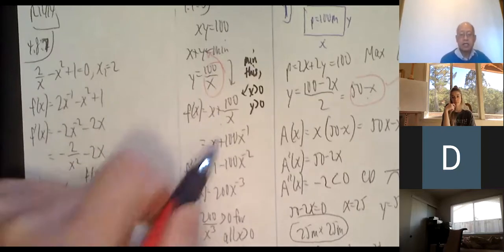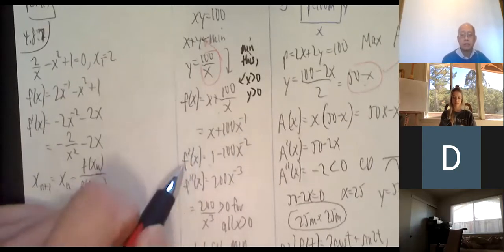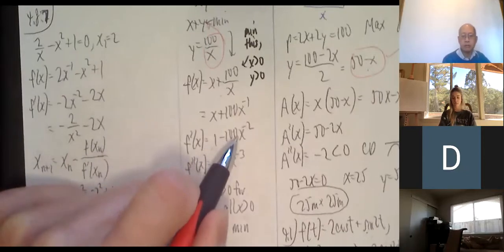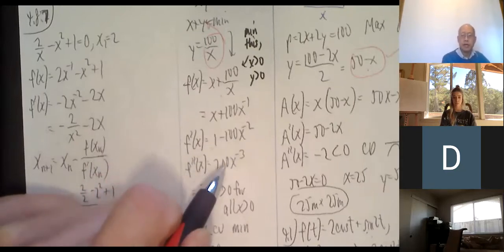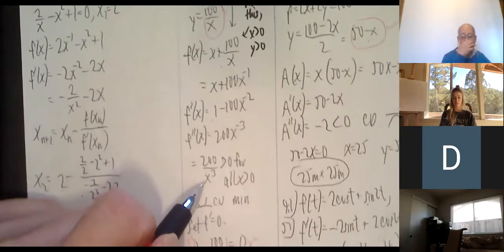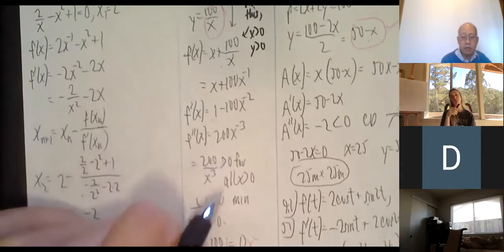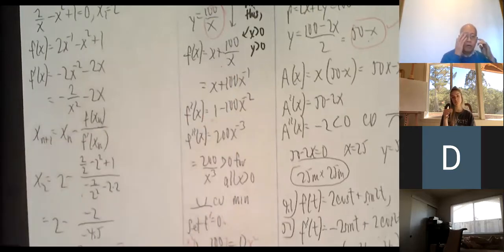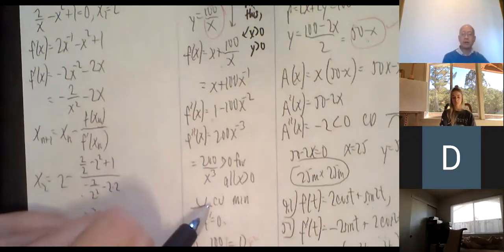So x plus 100, x to the minus 1. So f prime, 1 minus 100, x to the minus 2. F double prime, 200, x to the negative third, which I can rewrite as 200 over x cubed. And I notice this expression is always greater than 0 for all x greater than 0, which is all we care about, right? 200 over x cubed, for sure, positive. What does that mean? Concave up.